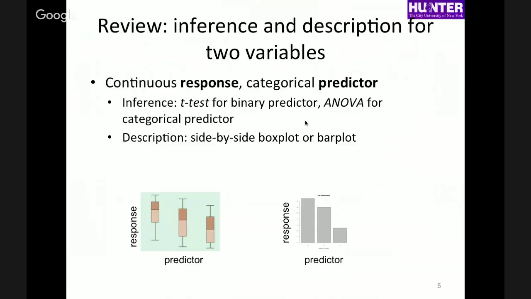The case with a continuous response and a categorical predictor was what we introduced analysis of variance for, or t-tests if it is just a binary predictor, ANOVA for binary or multi-category predictors. That's a one-way analysis of variance. And for description of this, you could use a box plot or a bar plot.